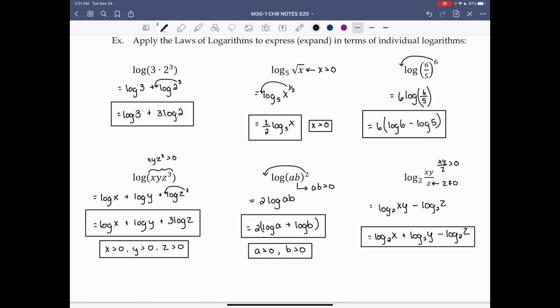Then for our restrictions, we now have log base 2 of x, which means x is an argument in a log, so x has to be greater than 0. We have log base 2 of y, so y has to be greater than 0. And we have log base 2 of z, so z also has to be greater than 0. If all 3 of those are greater than 0, then that also satisfies xy divided by z being greater than 0, and z not equaling 0. And these are the restrictions for our variables.